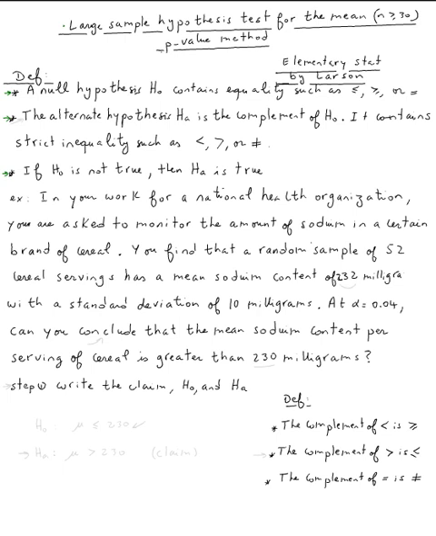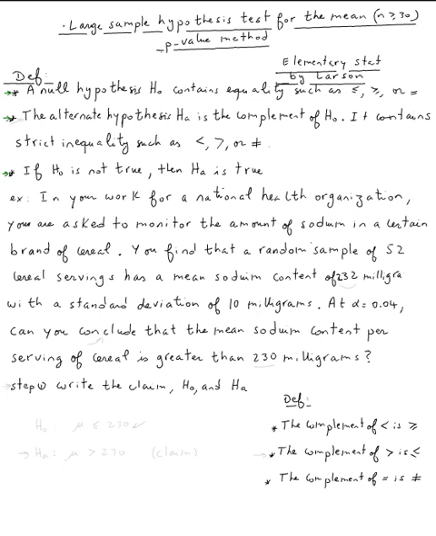So let's do the example. In your work for a national health organization, you are asked to monitor the amount of sodium in a certain brand of cereal. You find that a random sample of 52 cereal servings has a mean sodium content of 232 milligrams with a standard deviation of 10 milligrams. At the level of significance alpha equal 0.04, can you conclude that the mean sodium content per serving of cereal is greater than 230 milligrams?